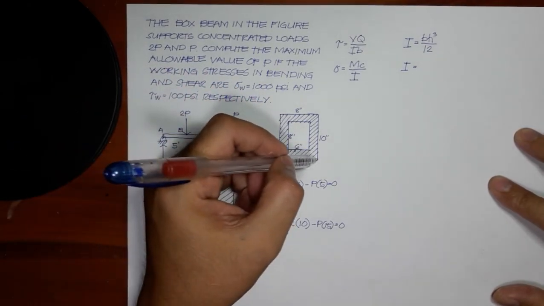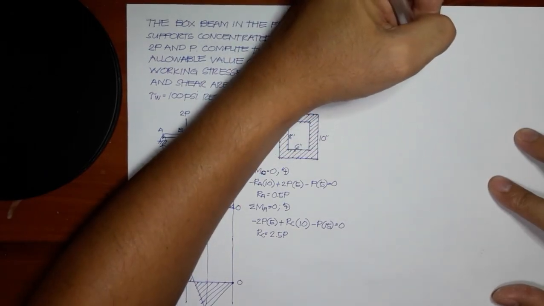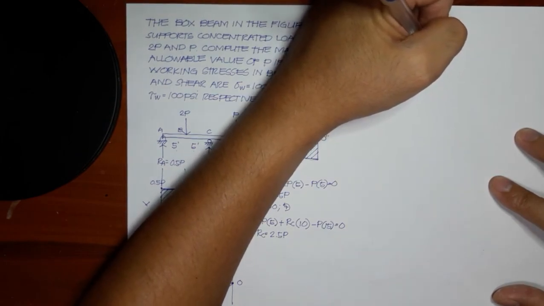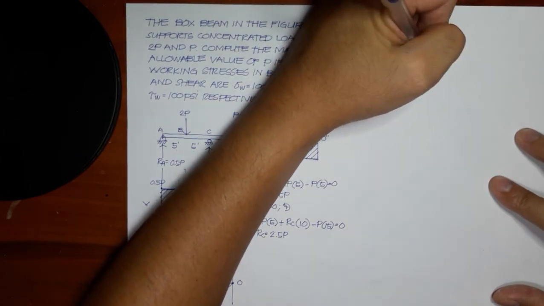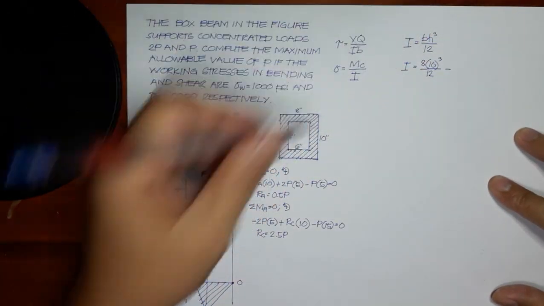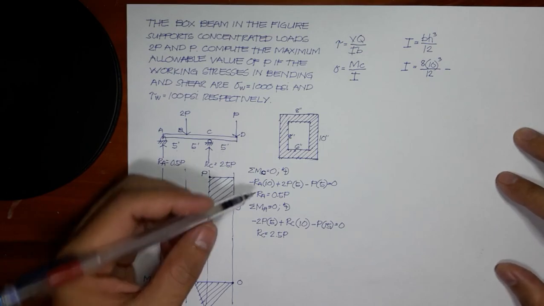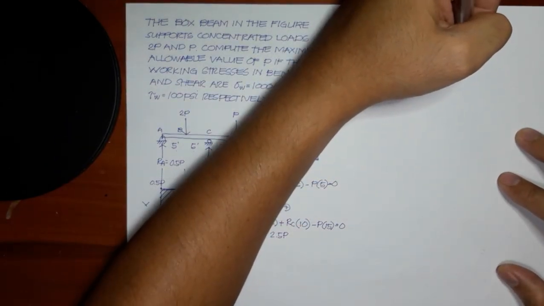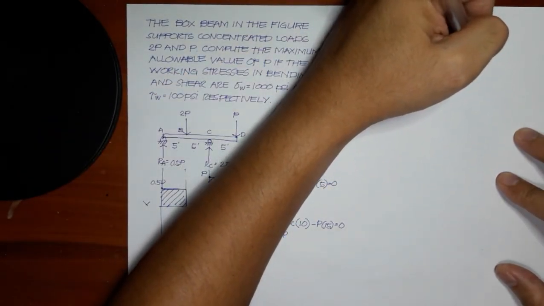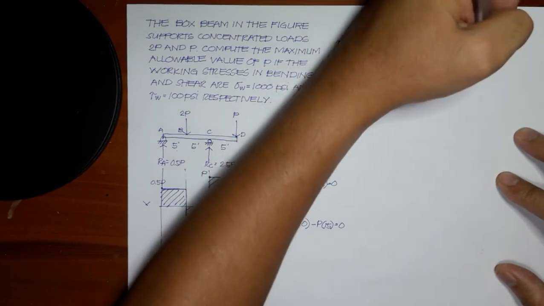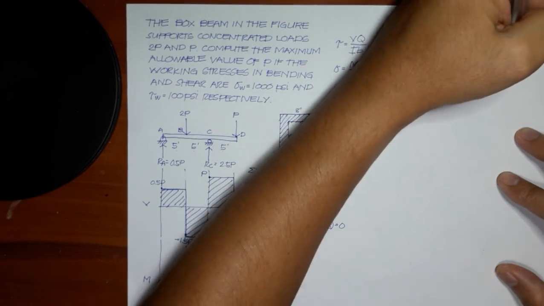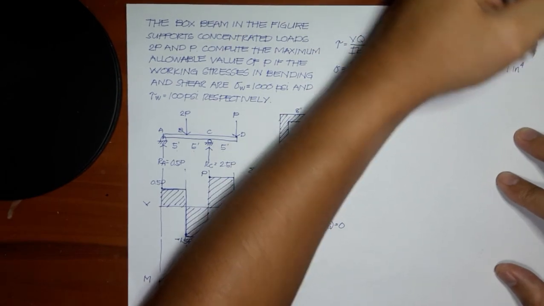So B is 8 inches and H is 10 inches, cubed over 12, and then we deduct the hollow portion. B is 6, H is 8, cubed over 12, and we generate a value of 410.7 inches to the 4th power.